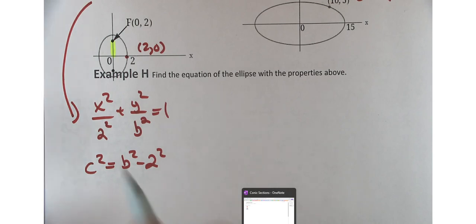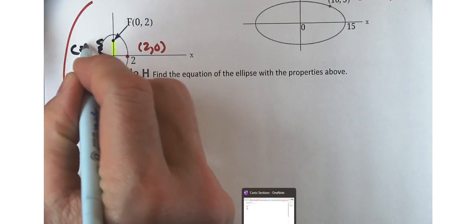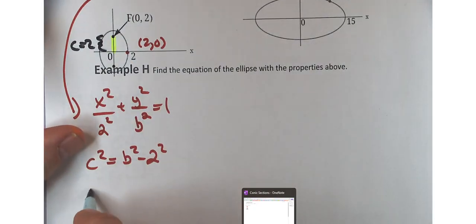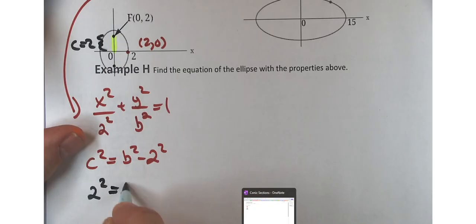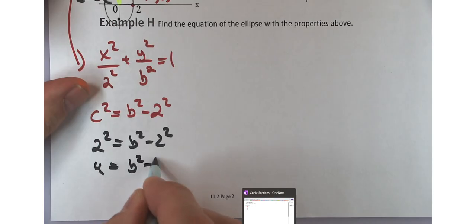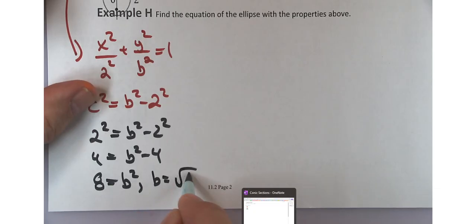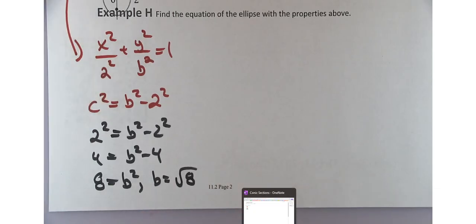Yeah, this distance has to be c. c is equal to 2, so I can plug that in. 2 squared equals b squared minus 2 squared, or 4 equals b squared minus 4. 8 equals b squared, so b equals the square root of 8. Yay, and that pretty much gives me my answer here.